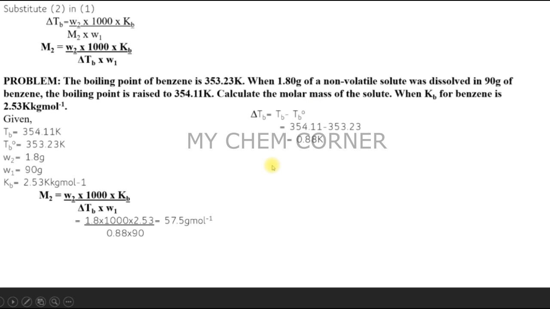Alright, so that is all about the problem on elevation of boiling point.